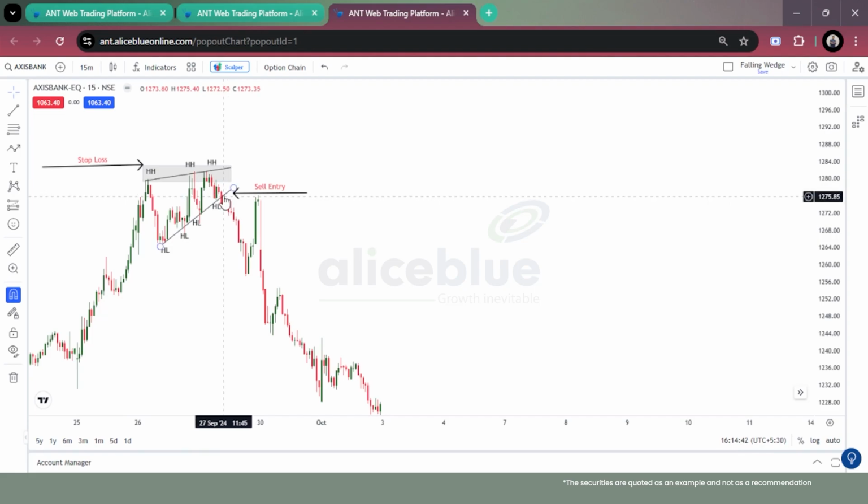Entry for selling occurs at the higher low trend line, and your stop loss will be slightly above the higher high. You could potentially expect a 1:5 or a 1:7 swing, depending on the time frame you're using. The shorter the time frame, the smaller the output, and the longer the time frame, the larger the output.